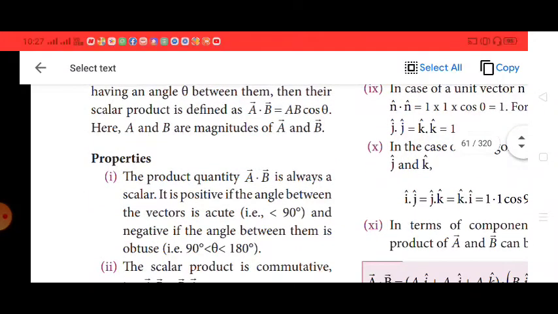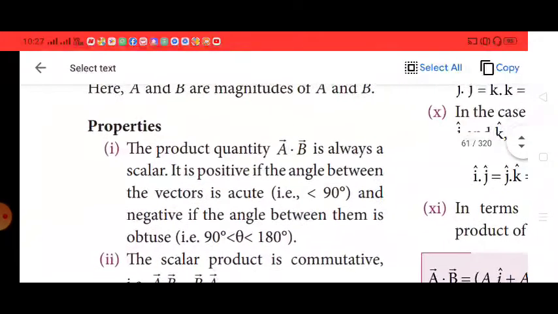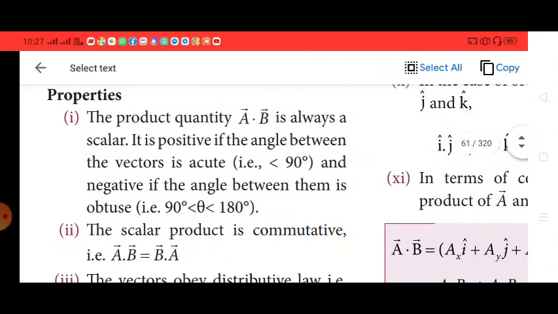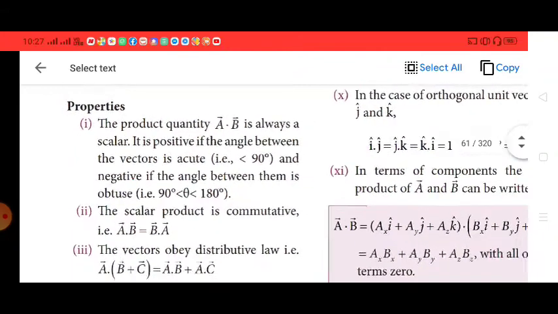Properties. See the properties. The product of vector A and vector B is always a scalar. It is positive if the angle between the vectors is acute, that means less than 90 degrees, and negative if the angle between them is obtuse, that means between 90 and 180 degrees.